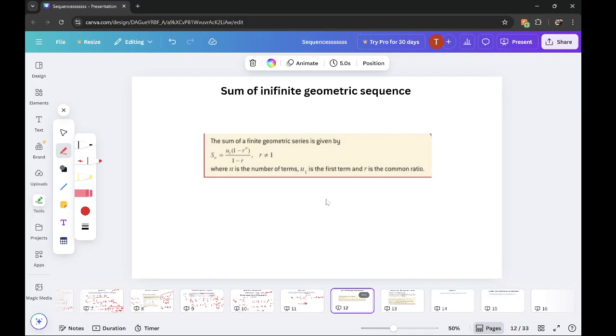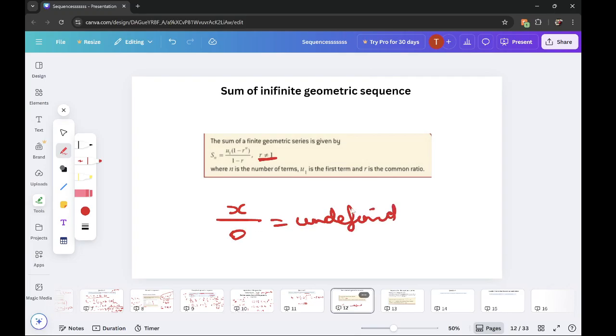So the sum of an infinite geometric sequence. Now this is going to be a little bit complicated and a little hard to understand, but we're going to go through it slowly and very, very simply. The sum of a finite geometric series is given by S_n is equal to u1 times (1 minus r to the power of n) over 1 minus r. So this formula right here. And r cannot equal 1, as anything x over 0 is an undefined value. So this cannot exist. n is the number of terms, u1 is the first term, r is the common ratio, everything stays the same.